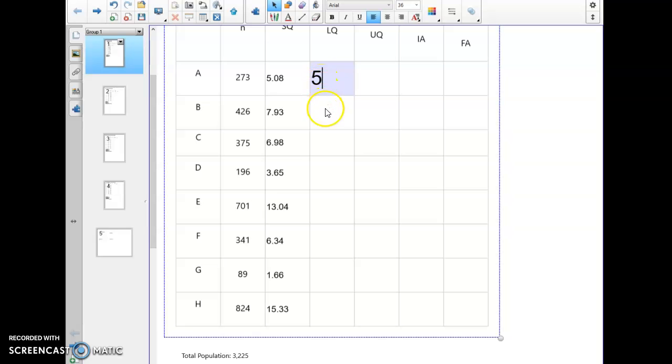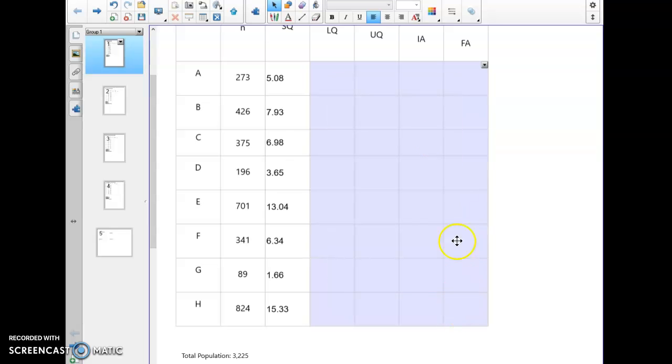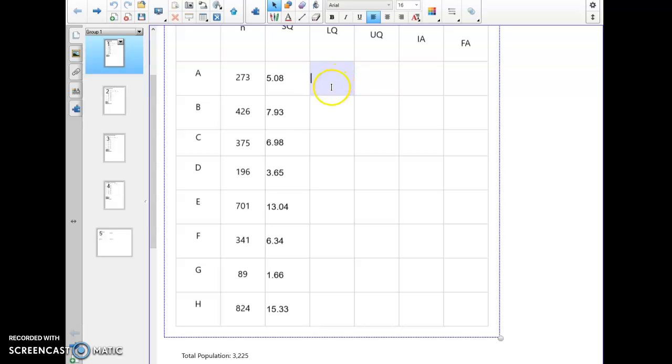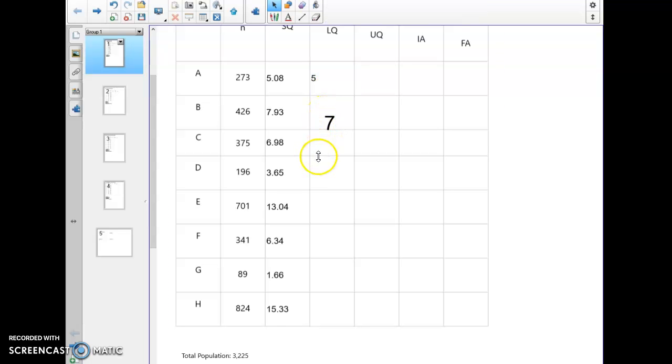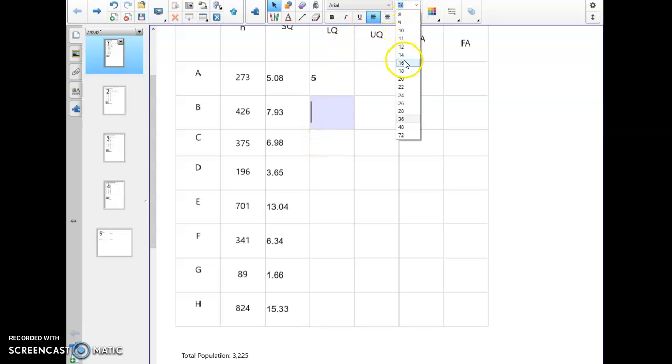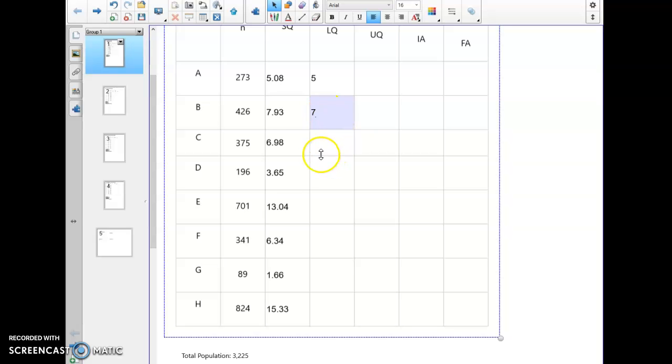Now for my lower quota, I'm literally just taking the number in front of the decimal point each time. Let me make it so these numbers can be a little smaller. Okay, there we go. So 5, 7, 6, 3, 13, 6, 1, and 15.